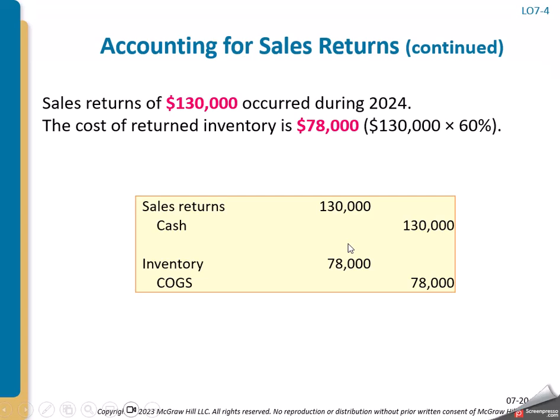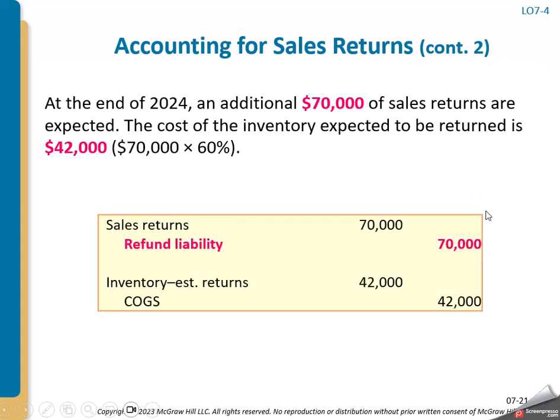Then as the returns would come in, we would debit our sales returns and either pay them back or give them a credit on their account, depending on which way it goes. And then if they were not defective goods, they're going to go back into inventory at their cost. So then we're going to debit the inventory and then credit out the cost of goods sold again because the merchandise came back.